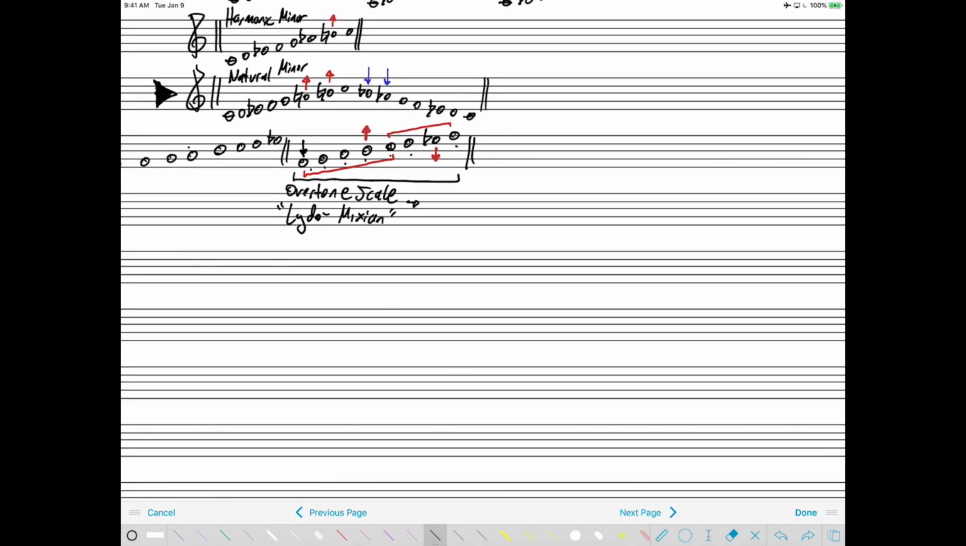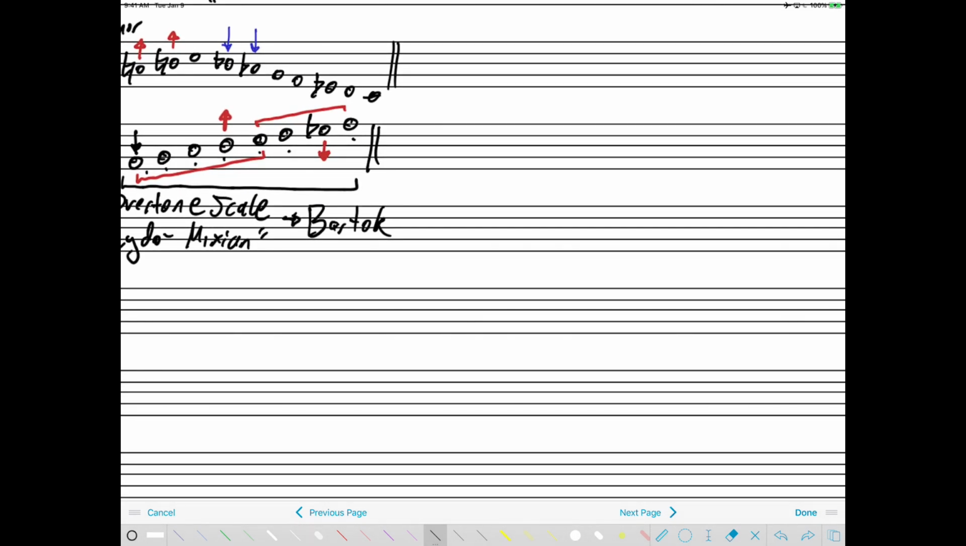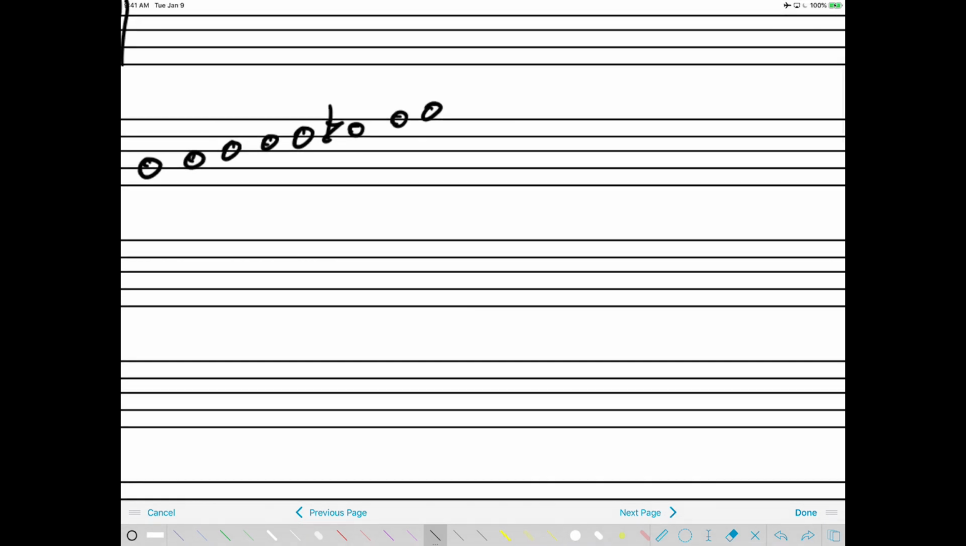Oftentimes we see this most famously in Bartók, but it's also present in lots of other music and is really quite cool. Going onwards, we can start on G, and it sounds like this. Really interesting combination of colors there. We can start on A, and it sounds like this.